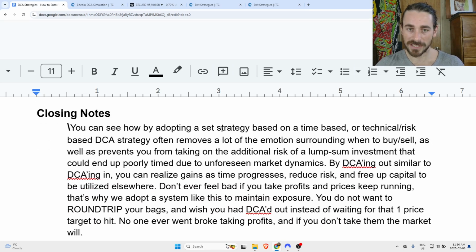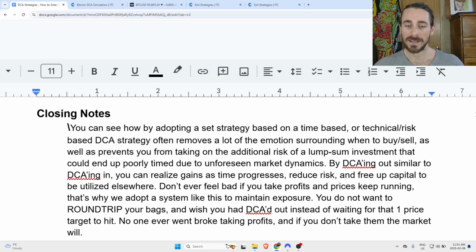Obviously, you see how by adopting a set strategy based on time-based or technical factors, you can remove all that emotion. That prevents you from taking additional risk of the lump sum. And it's also similar to DCAing in that you can realize gains as time progresses, reduce your risk, free up that capital, and use it elsewhere. Don't ever feel bad if you take profits and prices keep going up. That's why we adopt a system like this, so that we're DCAing out. We maintain enough exposure where if the market keeps going up, we're happy, and we realize enough profits where we're happy with ourselves as investors.